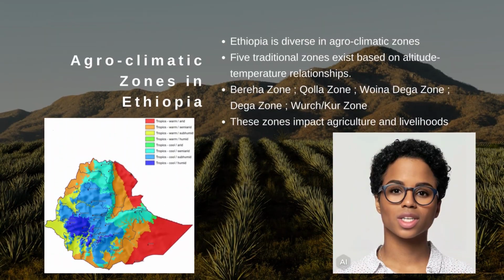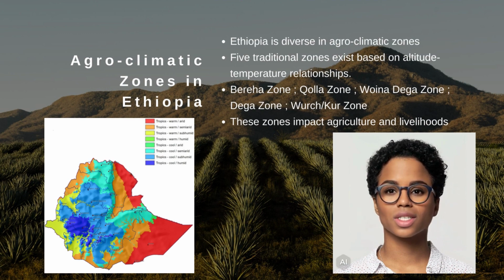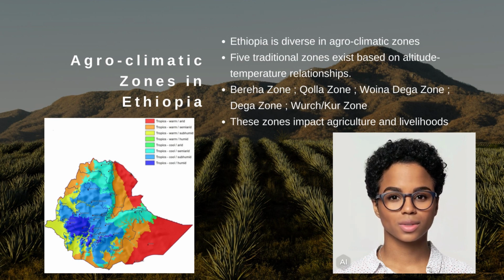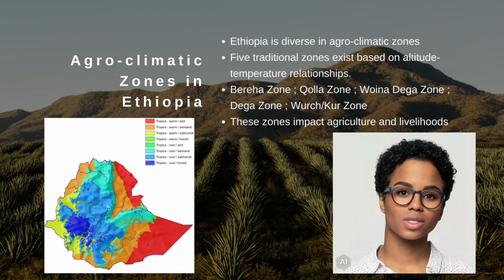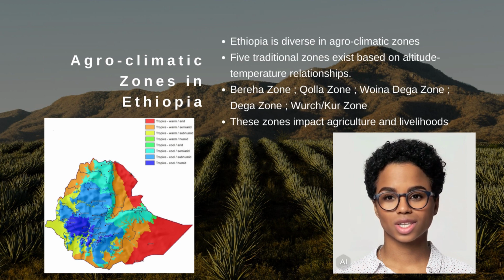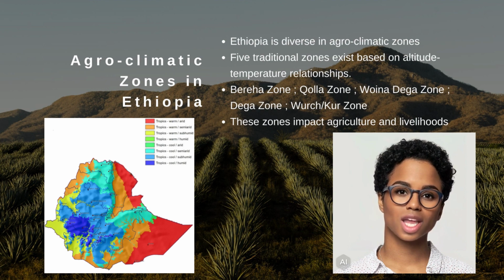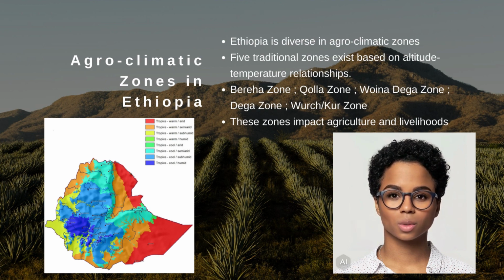Lastly, we'll focus on Ethiopia's agroclimatic zones. Ethiopia is known for its diversity, particularly in terms of agroclimatic zones. Bereha Zone: desert, the hottest zone with an arid desert climate, challenging for agriculture. Kola Zone: tropical lowland area with a warm to hot semi-arid tropical climate, where water availability is crucial.